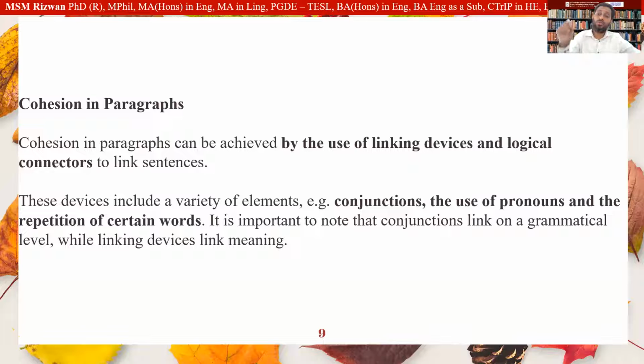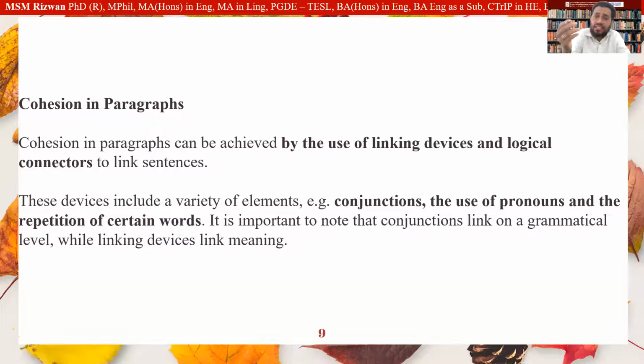Since you may or may not know about the linking devices or logical connectors, I will give you some samples. Don't bother about it. So keep on using the logical connectors, or else we call them linking devices, within the text to achieve cohesion in the paragraphs. Right?